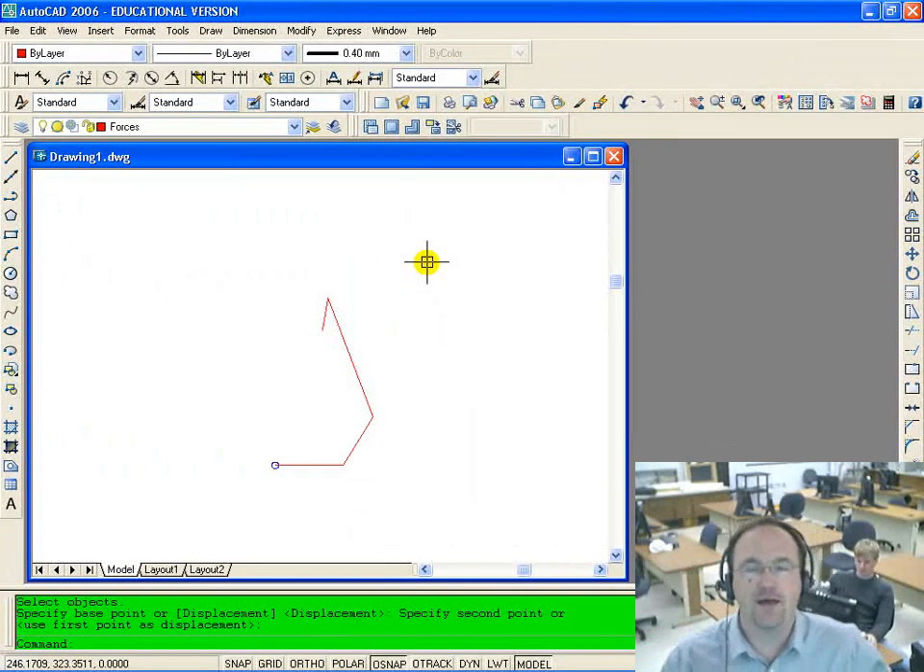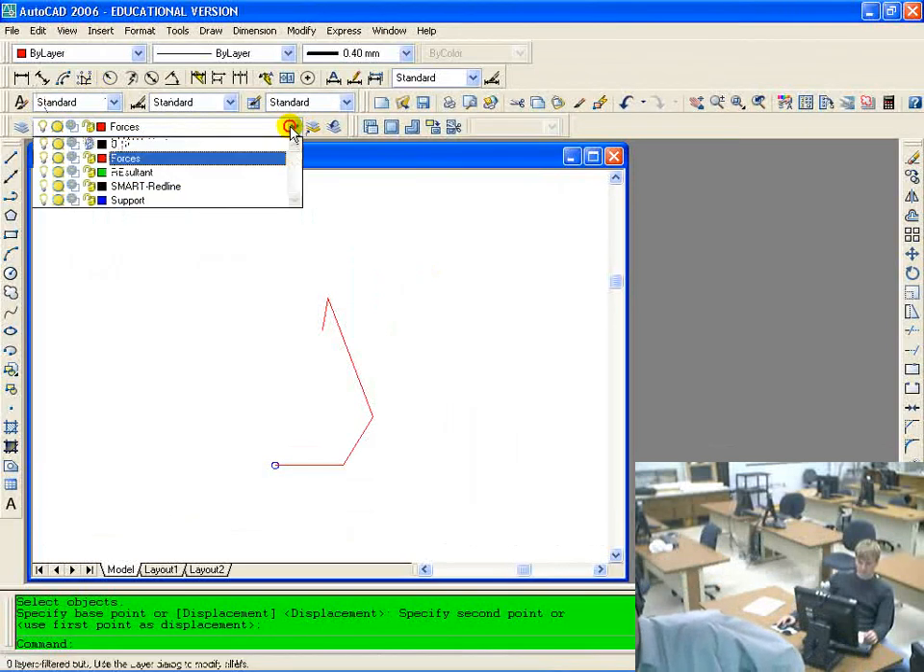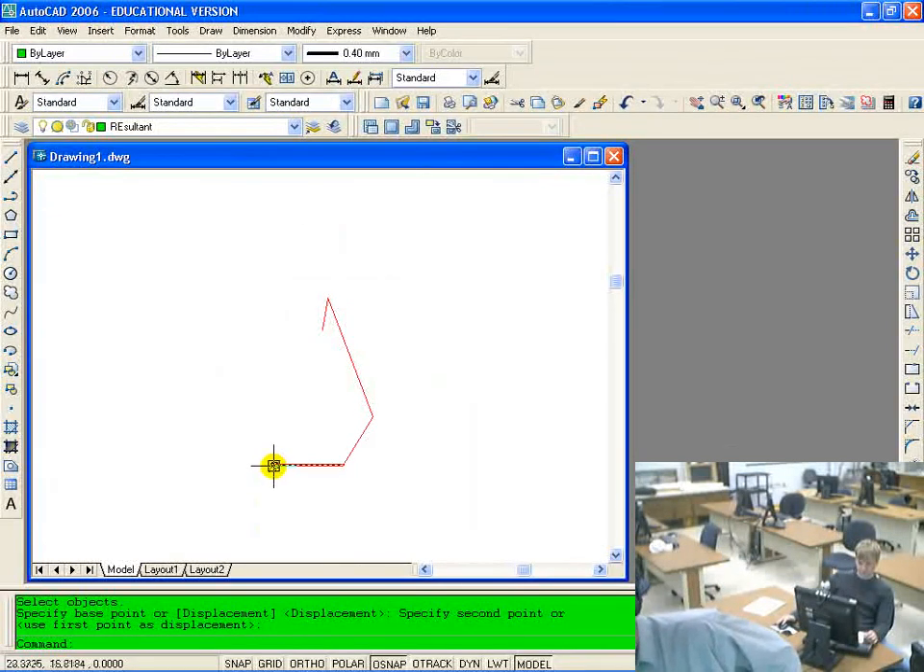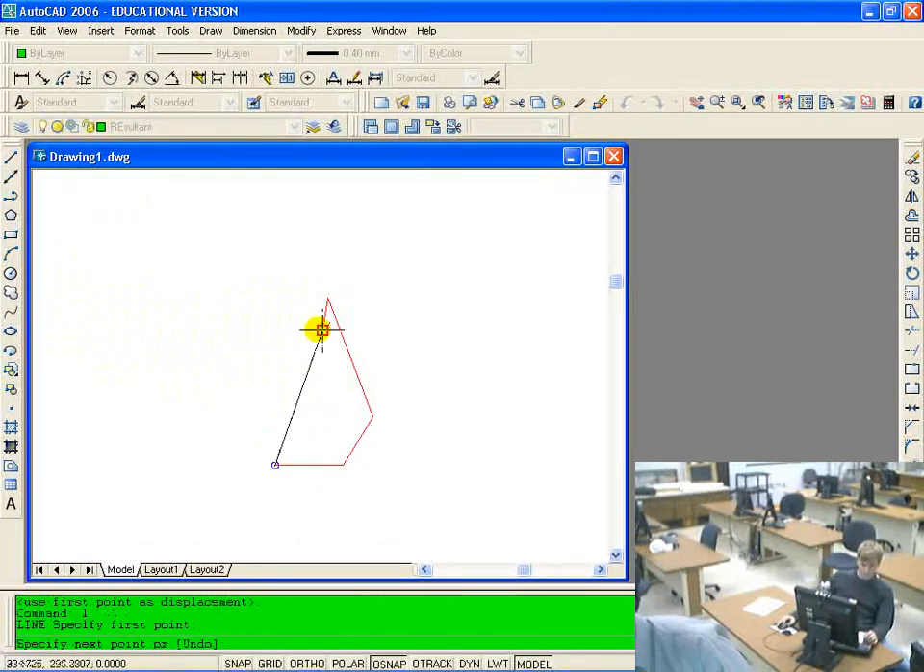Now, once I have all the forces rearranged, I can physically draw the resultant. So the resultant actually is going to draw from a line from right here to right there.